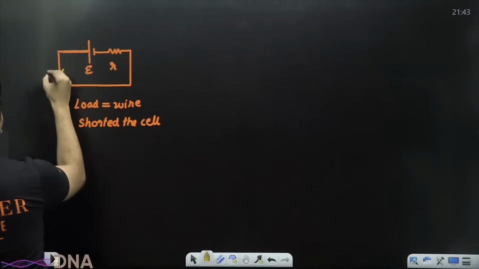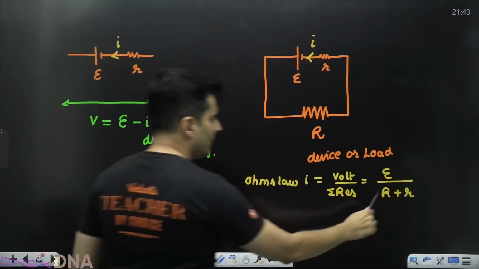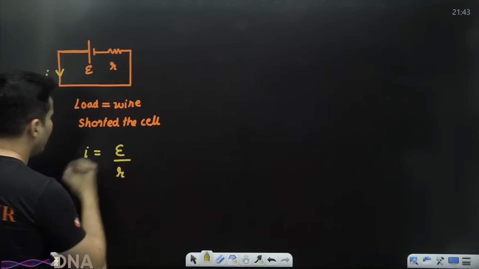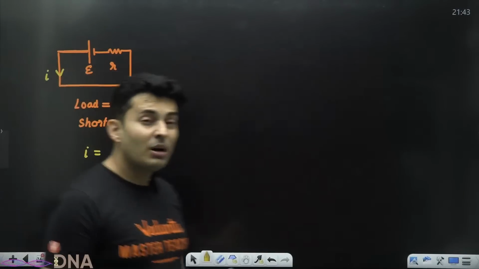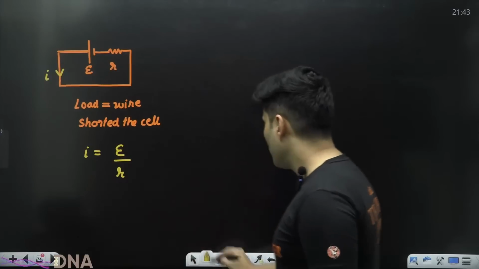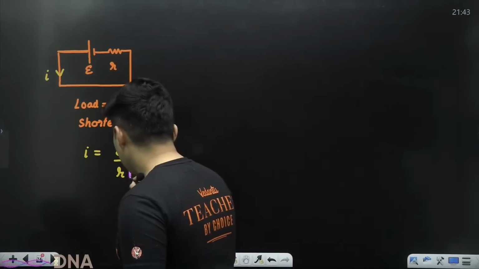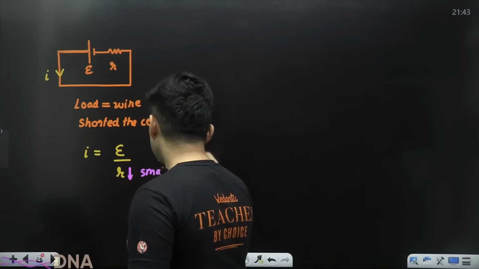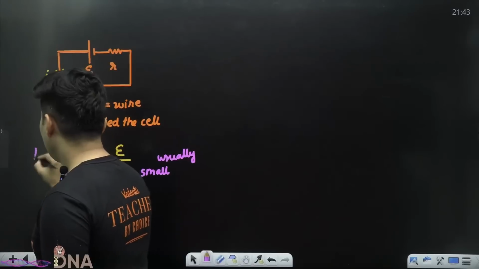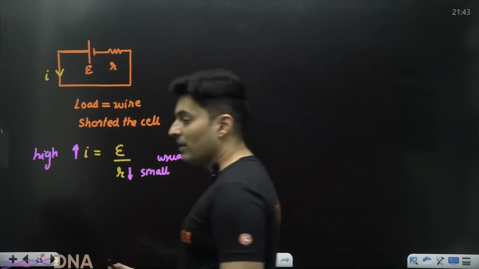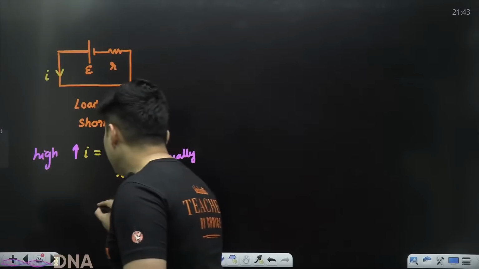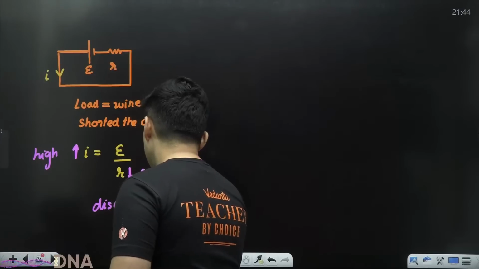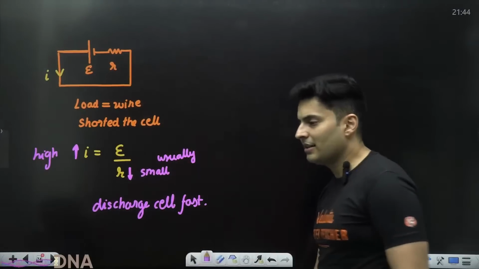If you again end up measuring the current just like before, this capital R is not there. So you will see that the current will be E divided by R. But there is a problem. Usually this resistance is very, very small, because of which the current will become high. When the current is high, it will discharge the cell very fast.